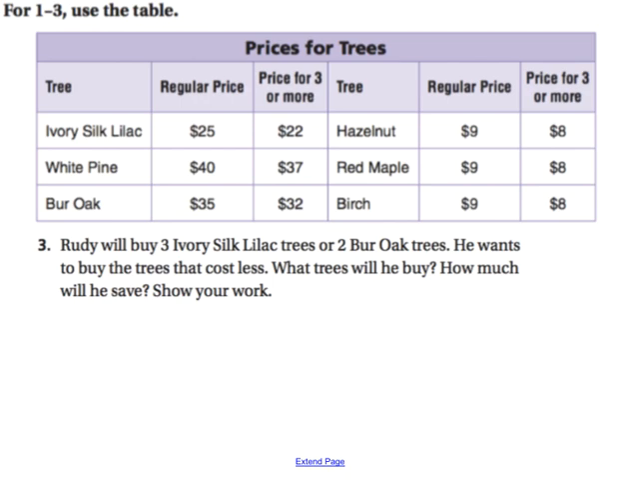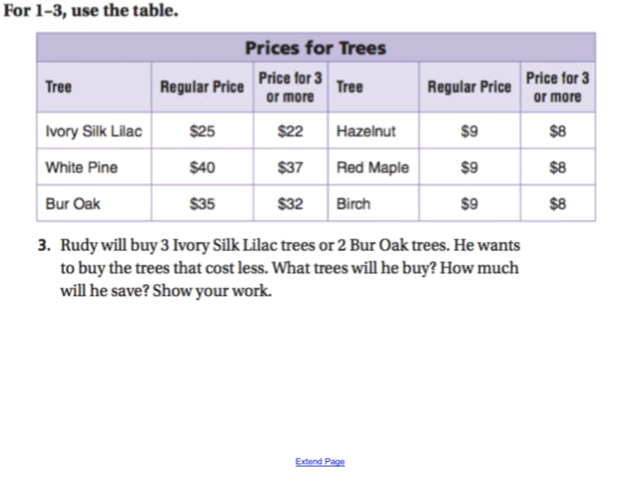Okay, so basically we're being asked 2 questions here. What trees will he buy and how much will he save? So we can only answer one question at a time. So first, what trees will he buy? So obviously he's looking for the better deal, the trees that cost the less money. So I have to figure out how much the 3 ivory silk lilac trees are.